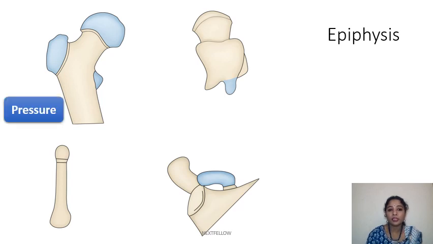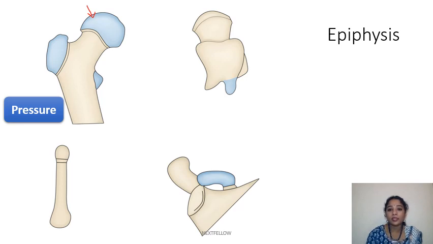so here we can see the pressure epiphysis. The head of the femur is the example of pressure epiphysis. Similarly, the head of the humerus, condyles of the humerus, condyles of femur, tibia, all these are examples of pressure epiphysis, where they are located within the joint capsule and they are involved in the weight transmission.